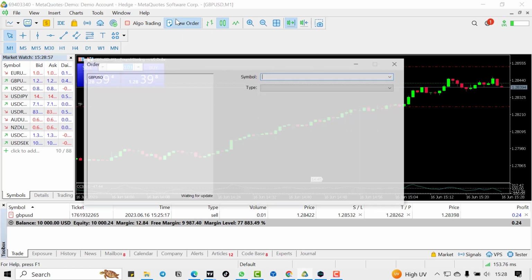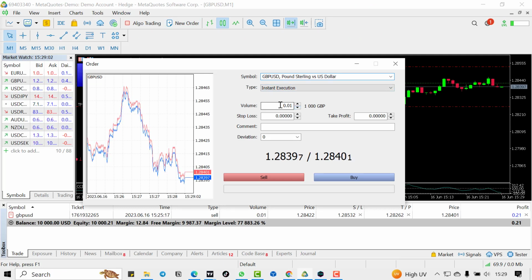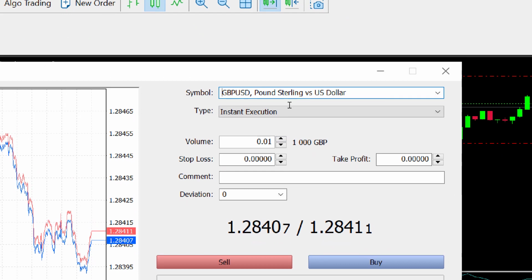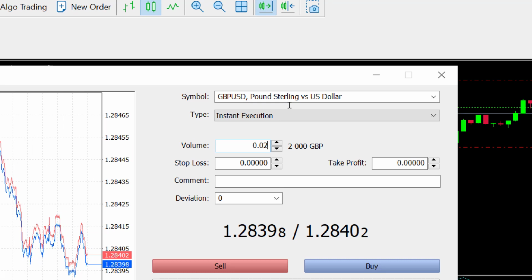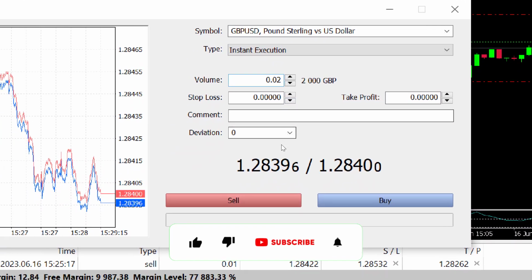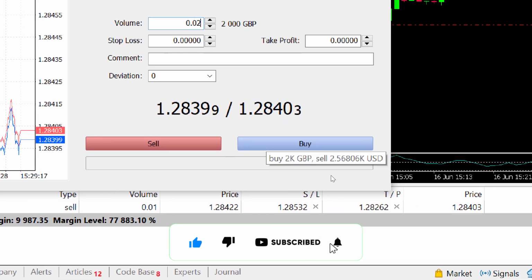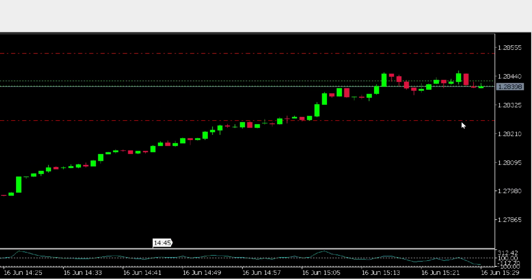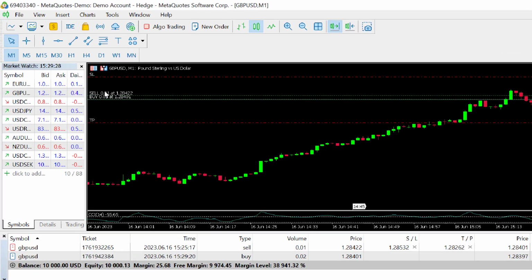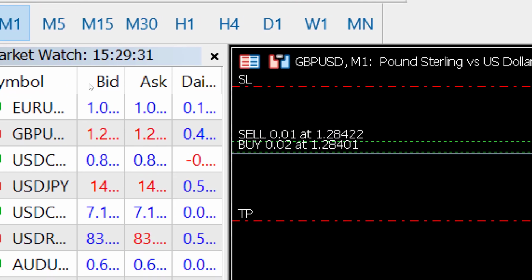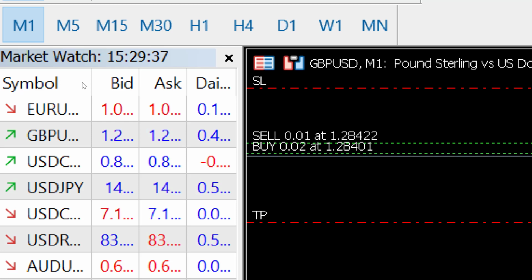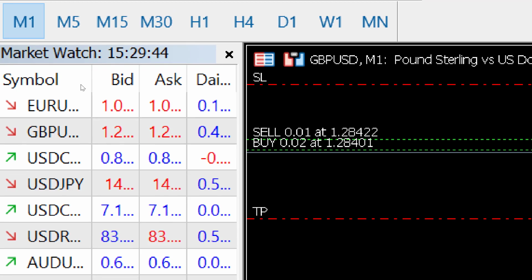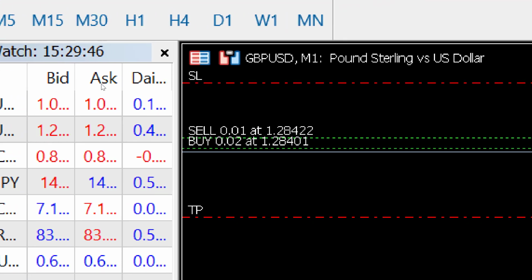So for an instant execution, I simply change my lot size. In case I want 0.01, I use 0.01, or if I want 0.02, I use 0.02, and then I can click buy. When I click buy, my trade is executed. You can see that I'm having a sell and then a buy. I'm just showing you, don't mind about this. Otherwise, you're supposed to decide. If you sell and buy at the same time, then you're gambling on what you're doing. So in case I buy, that is the price that I've bought at.